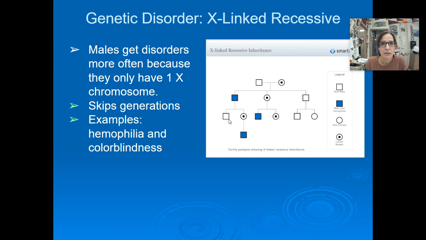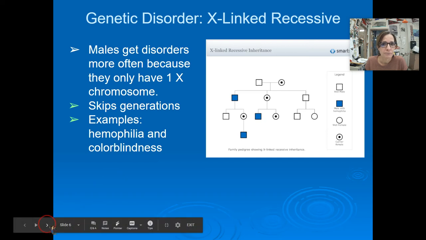Males cannot be carriers because they only have one X. Now, if they were XXY, they would be a carrier, but still they wouldn't be able to have kids. So examples are hemophilia, where your blood doesn't clot, and also color blindness.